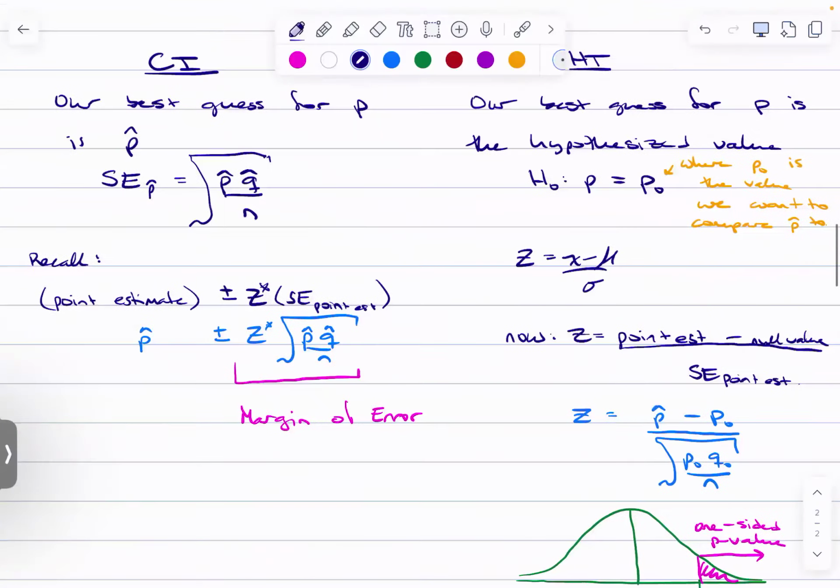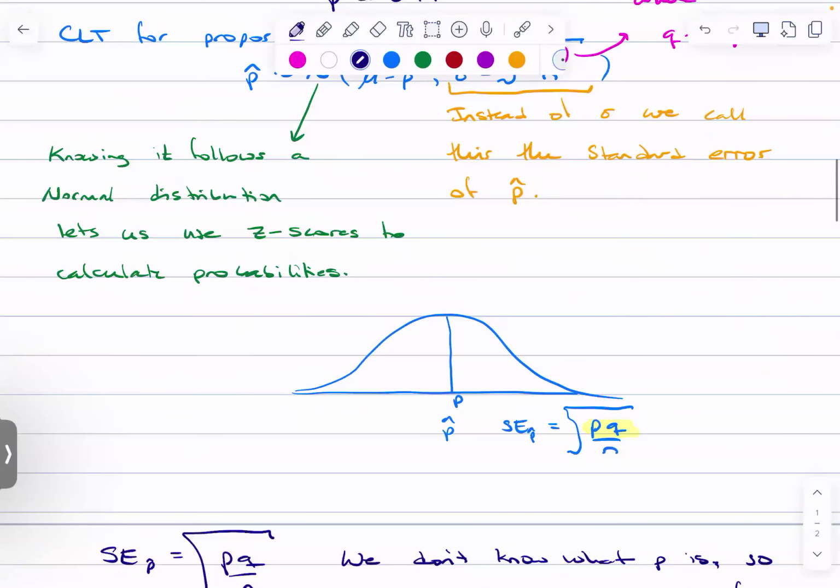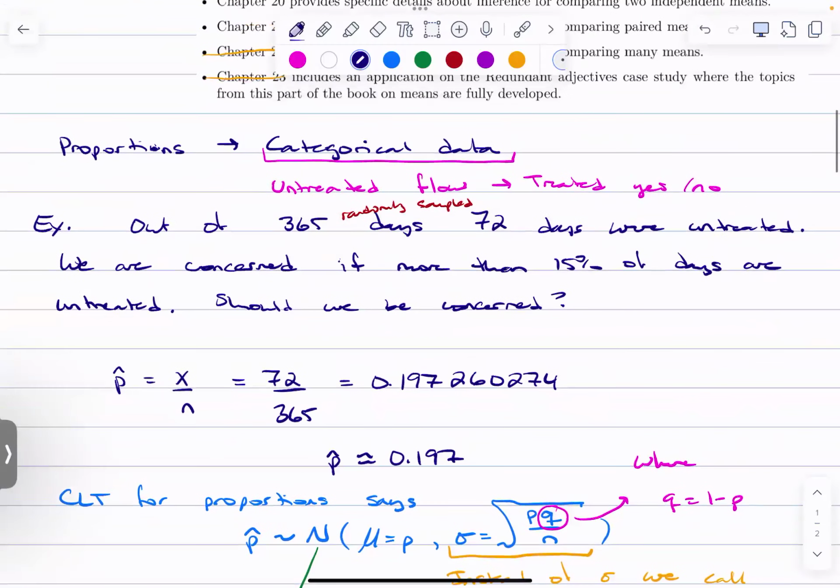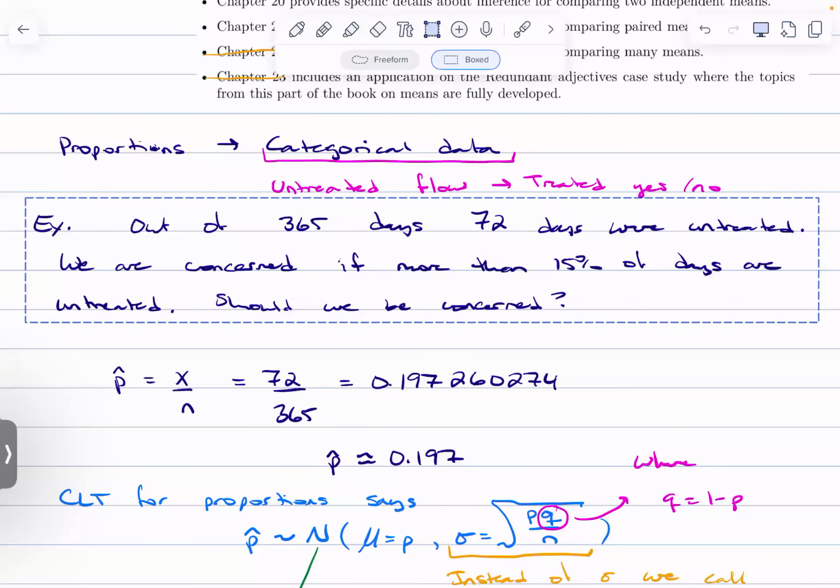I think we're ready. Let's start with a hypothesis test because it's the most important. And you know what? I'm going to scratch this. Keep it nice and fresh.